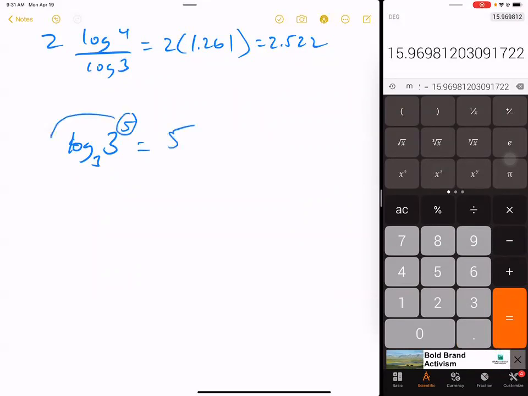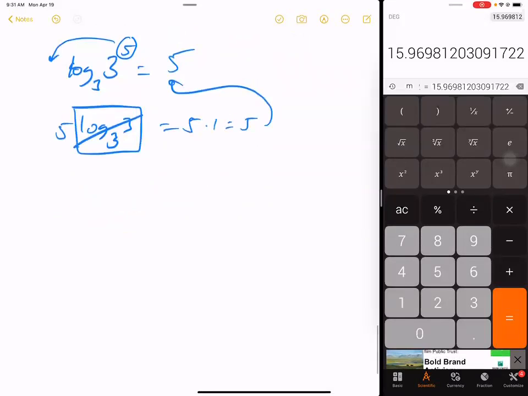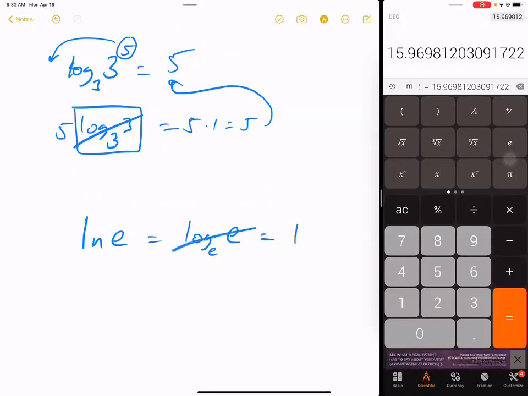First, the 5 comes down: 5 log base 3 of 3. And what happens when we have the same base? That goes away. This is 5 times 1, which is 5, the same answer. When you see something like the natural log of e, this is the same as log base e of e, which is, e to what power is e? The first power. They cancel out, so the natural log of e is just 1.